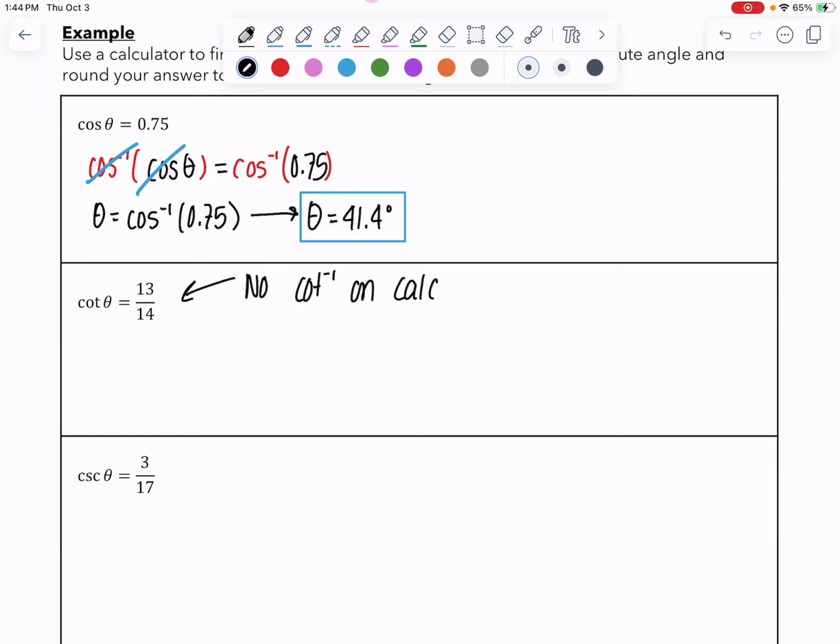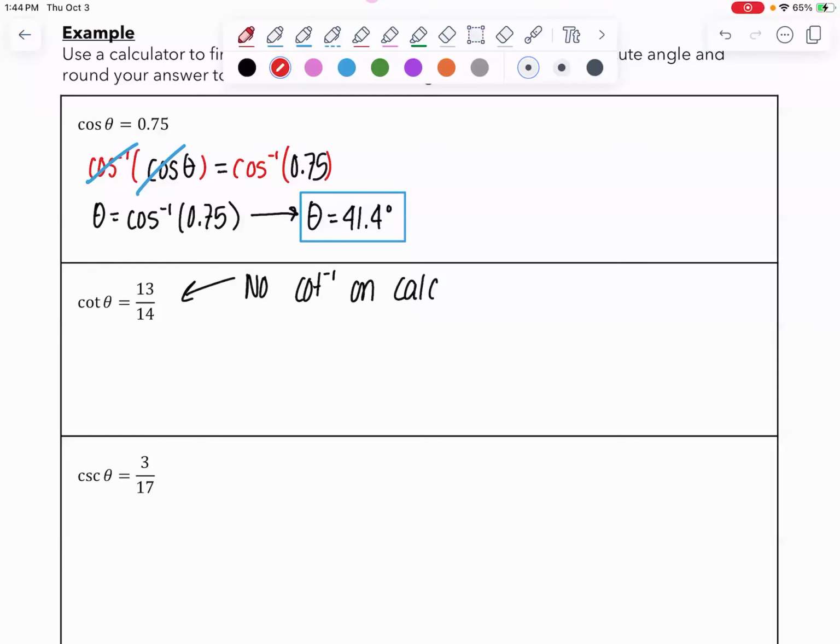Unless you have the strangest calculator I've ever seen. Technically, this function exists because cotangent exists. Cotangent inverse, of course, exists. It just doesn't exist on any calculator. Typically, the buttons you have are sine, cosine, and tangent. So that's not a problem.